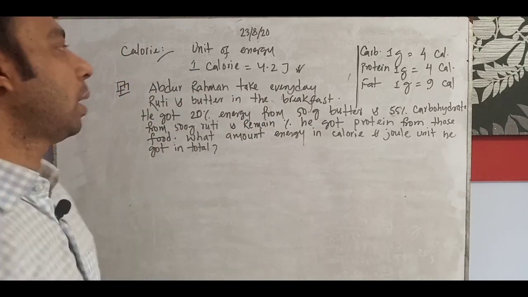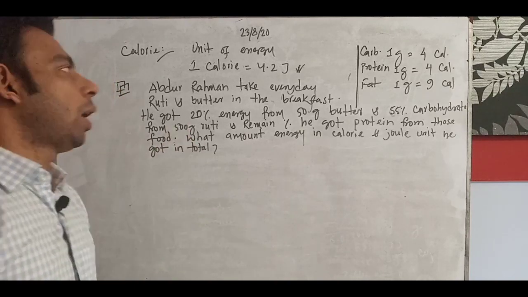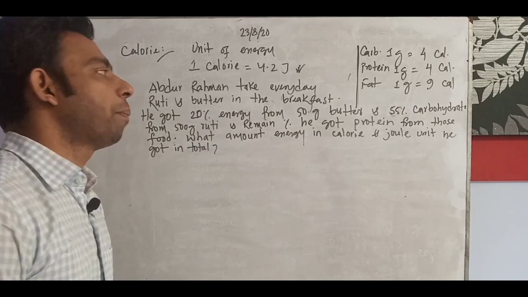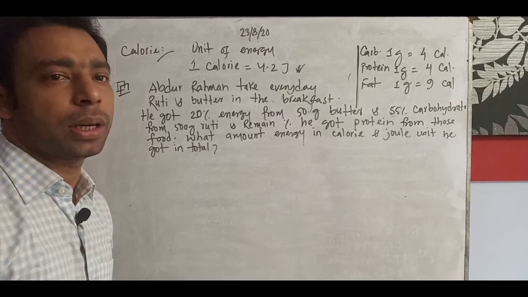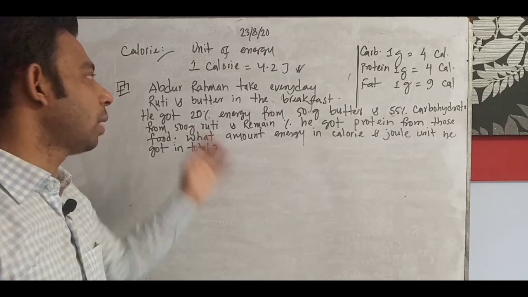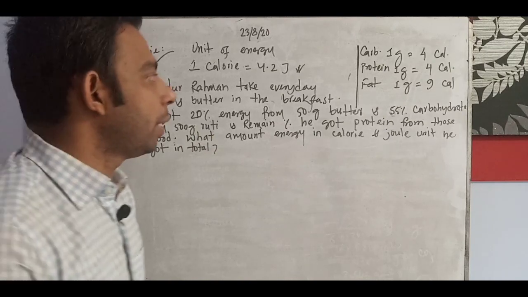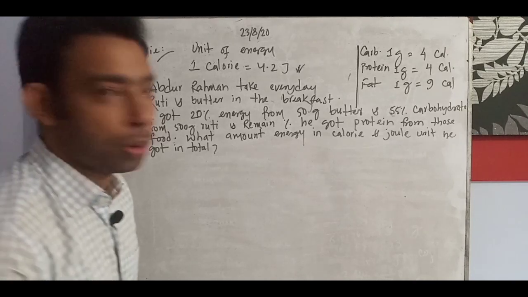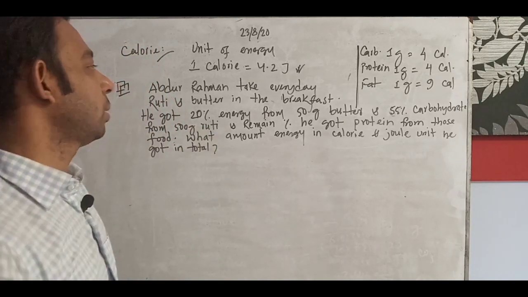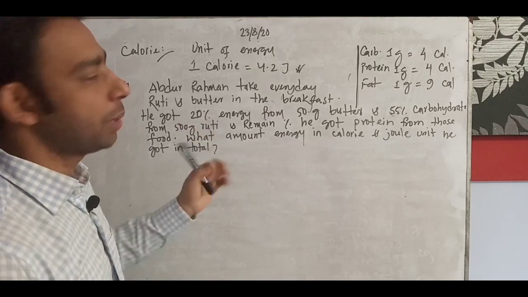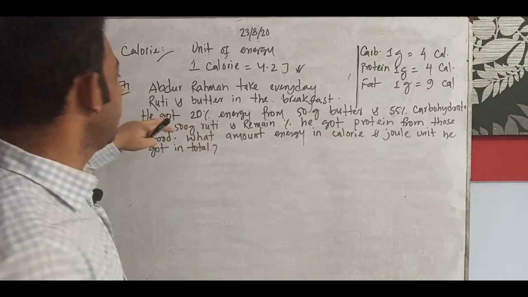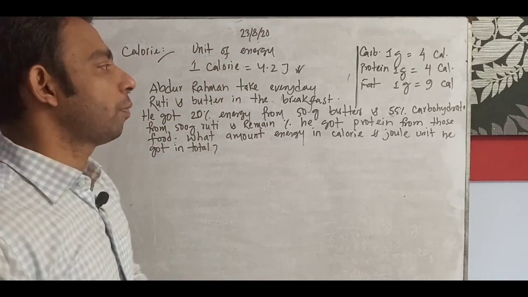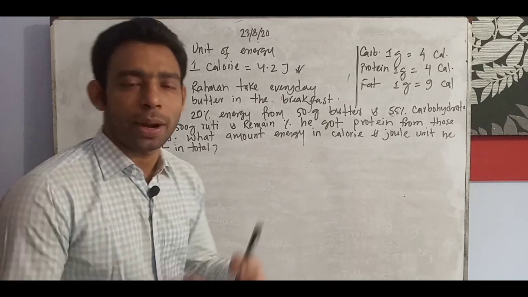Roti and butter are the breakfast items of Mr. Abdur Rahman. He always loved to eat this. He got 20% energy from 50 gram butter, and 55% carbohydrate from 500 gram roti. Very important. Keep it in mind, they specify he got 20% energy from 50 gram butter. From butter we know it is enriched with fat.